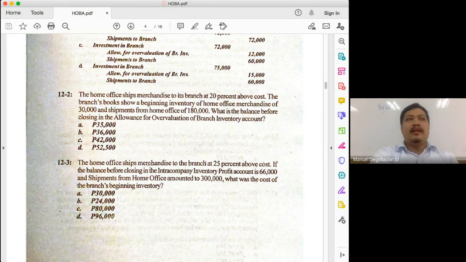Okay. And lastly, how do we normally compute for cost of goods sold, class? How do we normally solve for cost of goods sold? Beginning plus shipments plus purchases will give us our total goods available for sale. With our total goods available for sale, what do we do? We deduct our ending inventory. Okay.